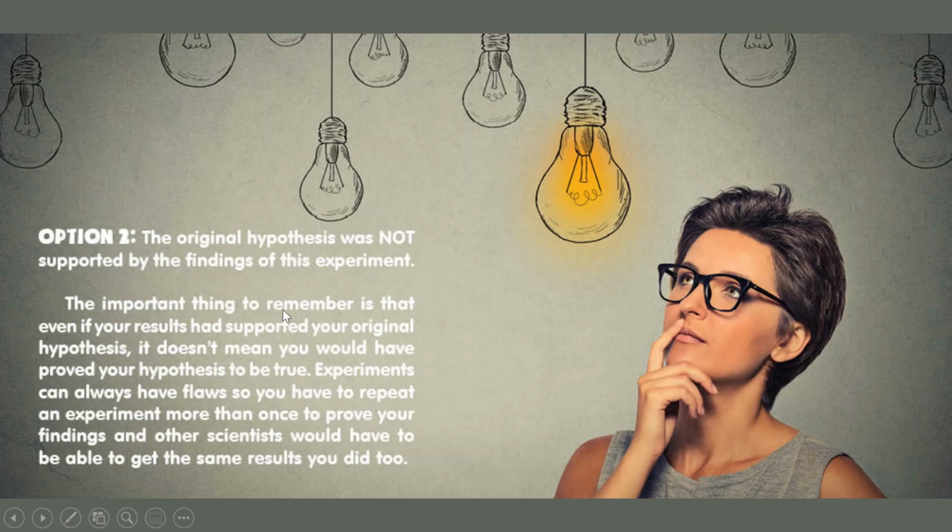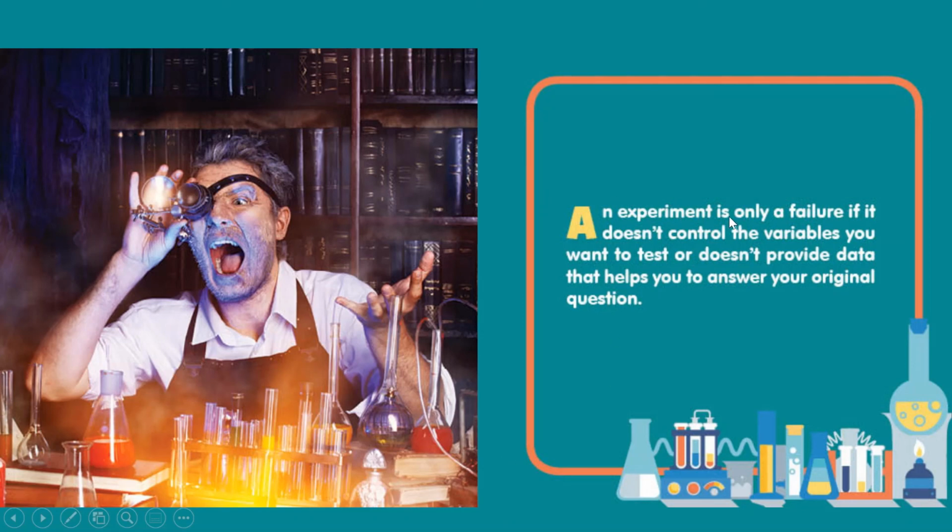The important thing to remember is that even if your results had supported your original hypothesis, it doesn't mean you would have proved your hypothesis to be true. Experiments can always have flaws, so you have to repeat an experiment more than once to prove your findings, and other scientists would have to be able to get the same results you did too. An experiment is only a failure if it doesn't control the variables you want to test or doesn't provide data that helps you to answer your original question.